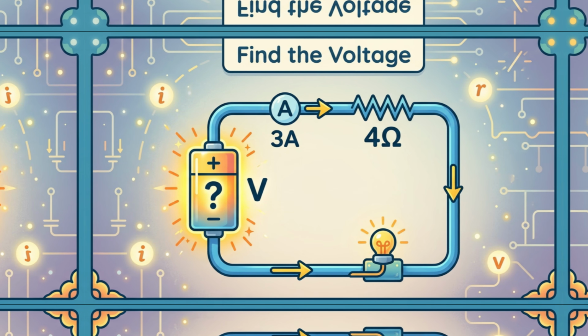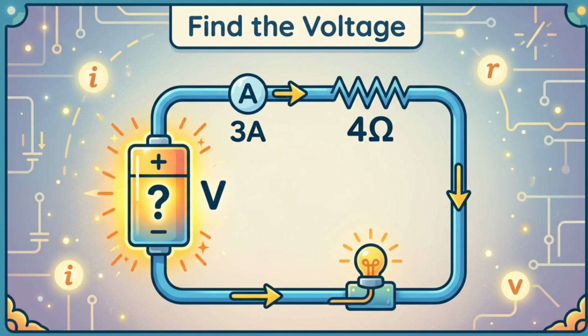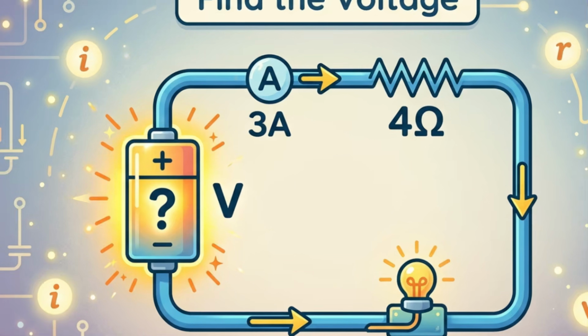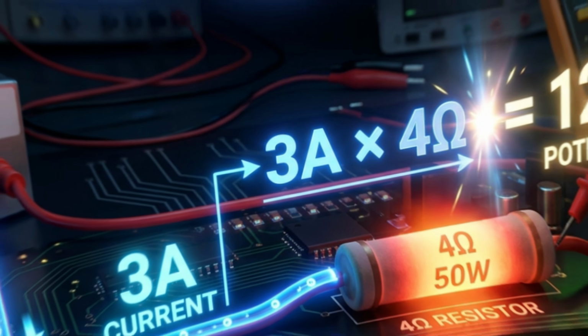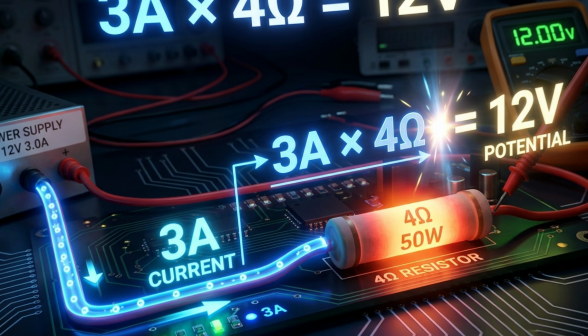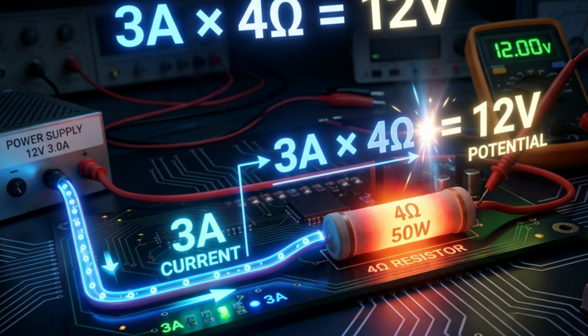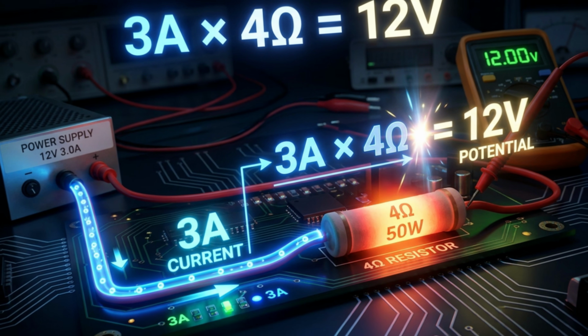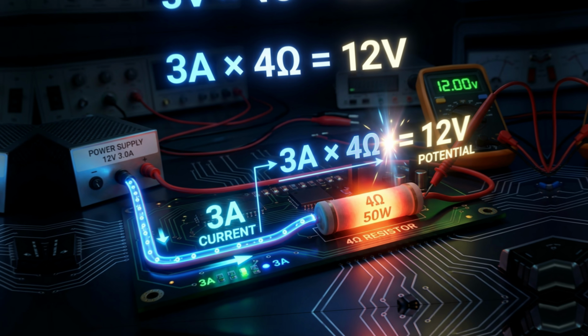Let's try another one. This time, the current is 3 amps. The resistance is 4 ohms. What's the voltage? Use the voltage equation. Voltage equals current multiplied by resistance. 3 times 4 equals 12. The answer is 12 volts.